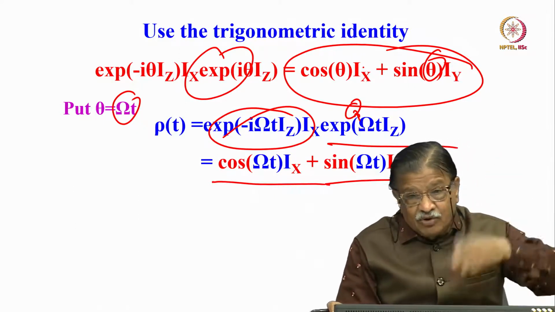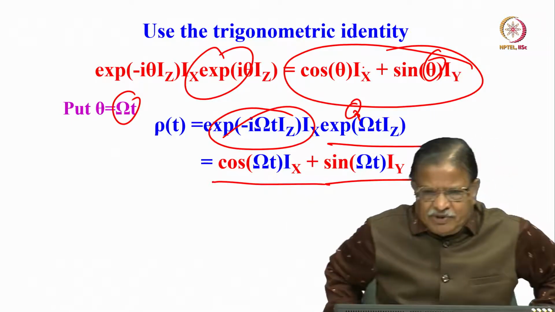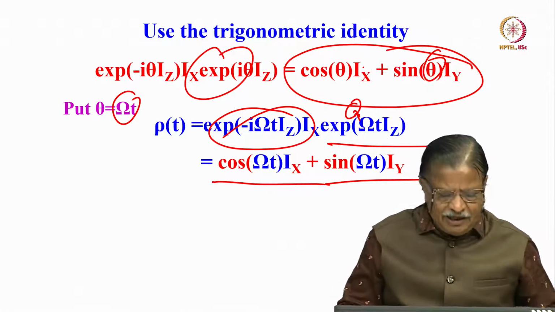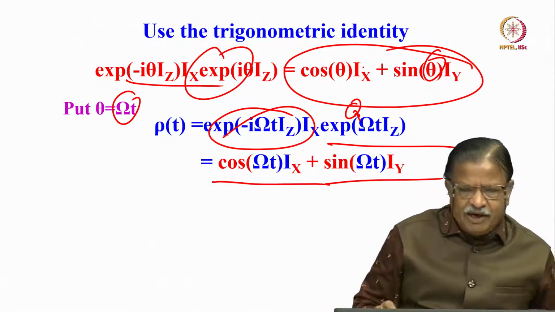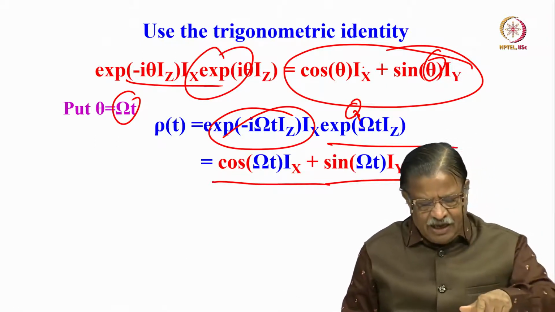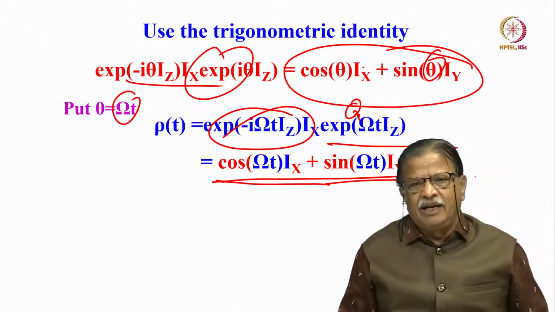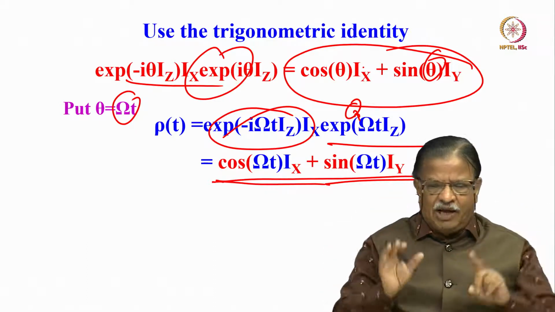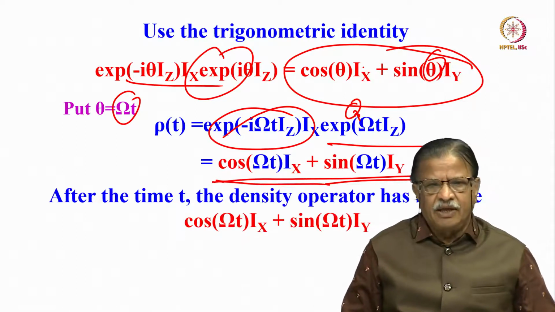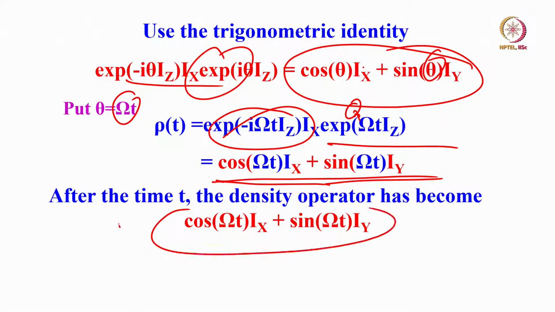So that means you don't have to go into an elaborate analysis of this type to find the expression, to find the solution. It is very well known. Simply use the well known trigonometric identity. If you remember, e to the power of minus I omega t Iz, Ix, exponential I omega t Iz can be written as cos omega t into Ix plus sin omega t into Iy. I have simply plugged in the trigonometric identity. That is all. Now after the time t, the density operator has become this. So this is nothing but rho of t now.